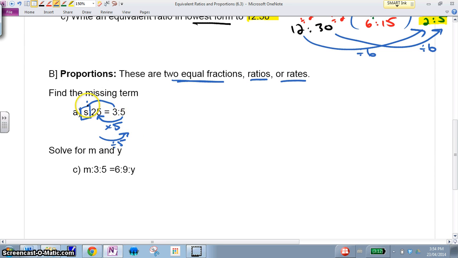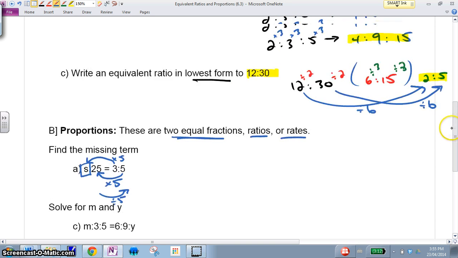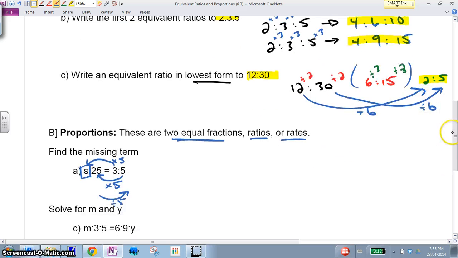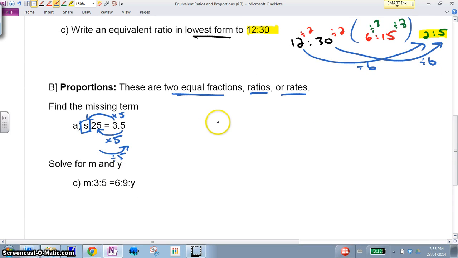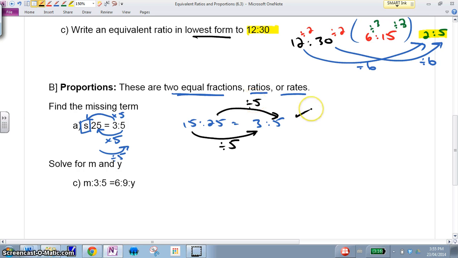So what we want to do with the 3 then is times it by that same factor, right? We multiplied all the terms by the same number, or we divided all the terms by the same number. So 3 times 5 is 15, so 15 to 25 should be equal to 3 to 5. And we can check. We said our factor is 5, so if we divide by 5, 15 divided by 5 is 3, 25 divided by 5 is 5, so it checks. Right? So these two are equivalent fractions, or equivalent ratios, or equivalent rates.